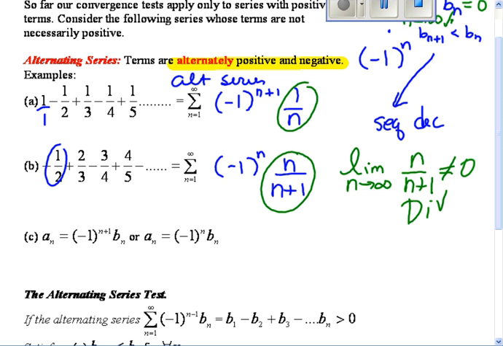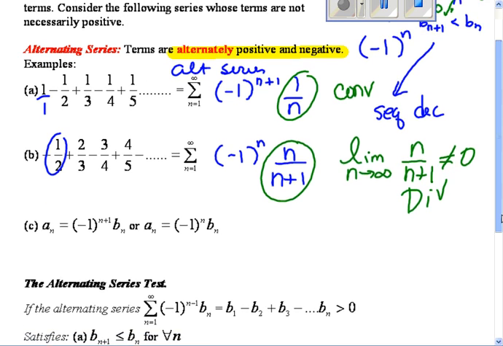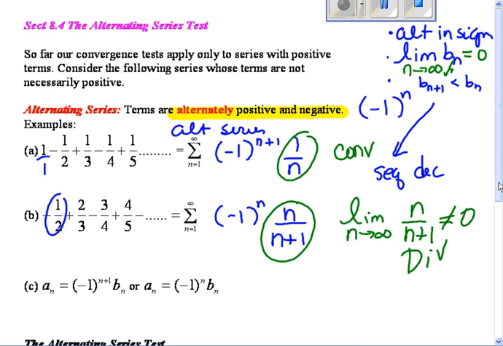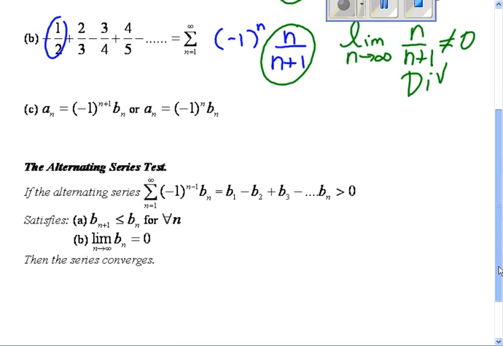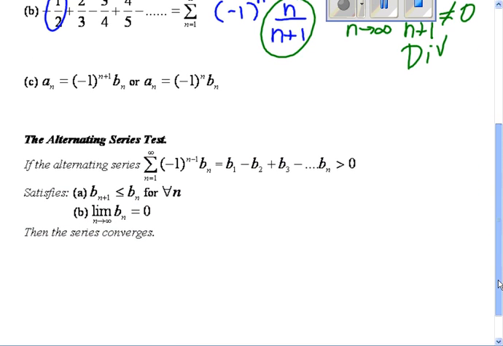No, the first one converges because it's alternating in sign. 1 over n is getting smaller this way, and the limit of 1 over n goes to 0. That's what the alternating series test says. It's the alternating harmonic series. It's convergent because of the alternating series test. It turns out that the alternating harmonic series is convergent. So that's what it says mathematically.